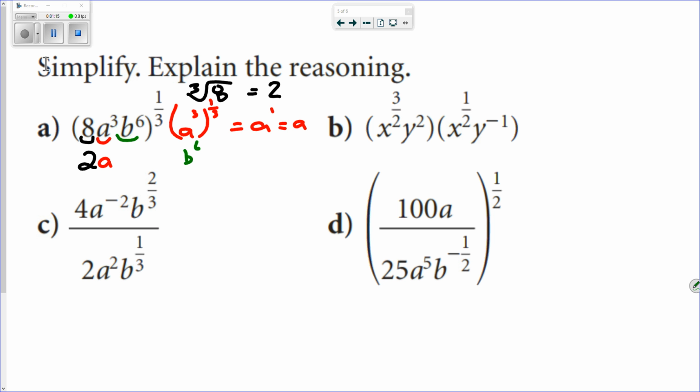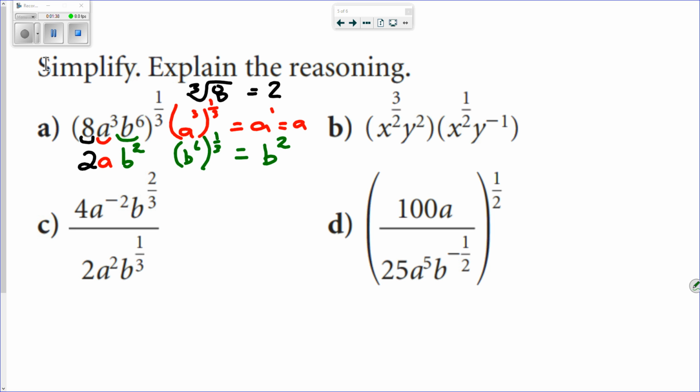Now we look at part B. We have b to the 6th, all to the 1/3. So we're going to multiply those powers. 6 multiplied by 1/3 is 6 over 3, which is the same as 2. So we have simplified that to 2ab squared.